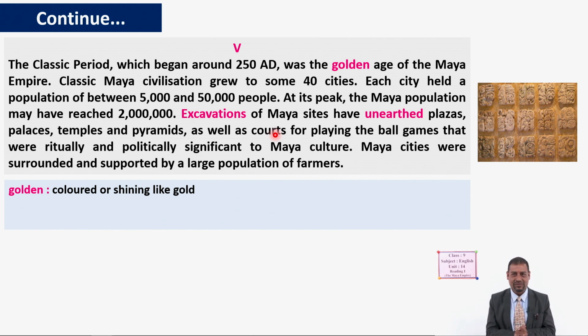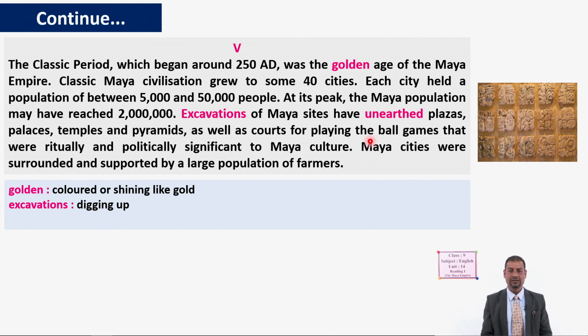I think you might have got a signal that I have already told you. So what is it? Okay, let me tell you the meaning. It is digging up, so getting something from under the soil. This is what we call excavation. Now another word we have is unearth.